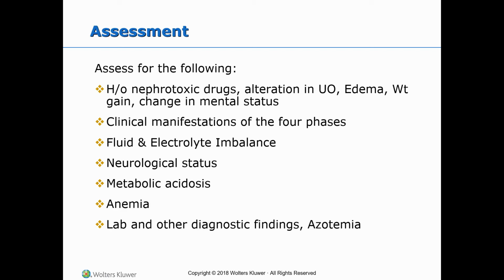Assess for neurological signs and symptoms such as confusion, agitation, disorientation, seizures, and coma, which is common with hypo and hypernatremia. Assess for metabolic acidosis, including nausea, vomiting, lethargy, tachypnea, tachycardia, weakness, and confusion. Anemia, fatigue, dizziness, tachycardia, pallor, weakness, dyspnea, and shortness of breath. And azotemia, increased serum blood urea nitrogen and creatinine. Assess the diagnostic findings, that is lab findings, UA, urinalysis and urine culture findings, biopsy findings, etc.